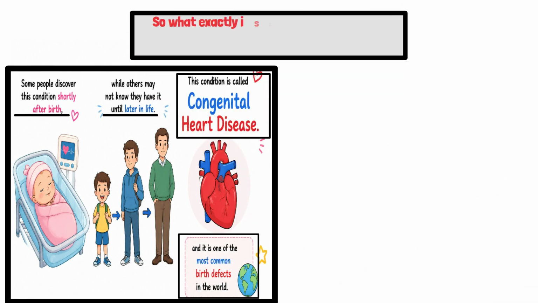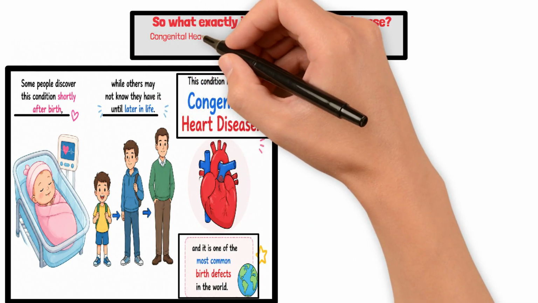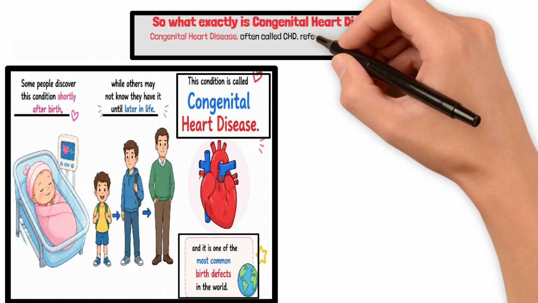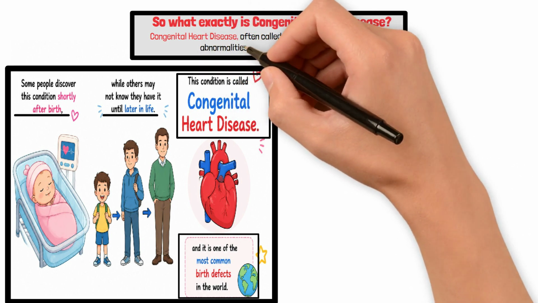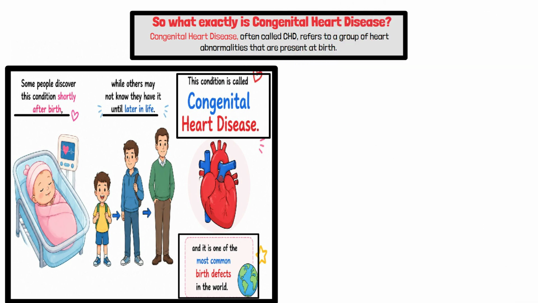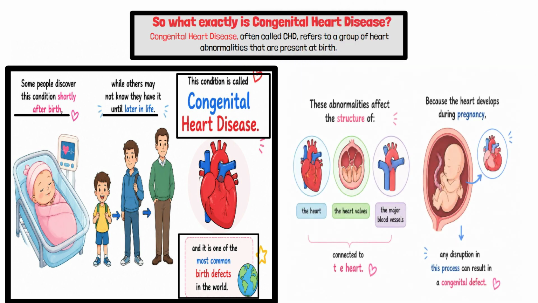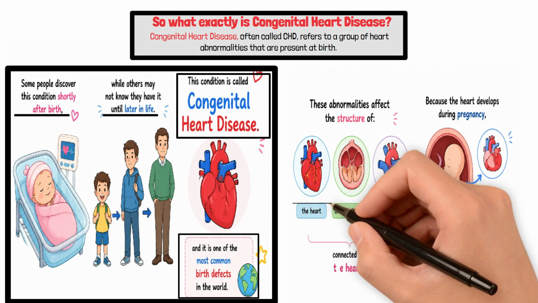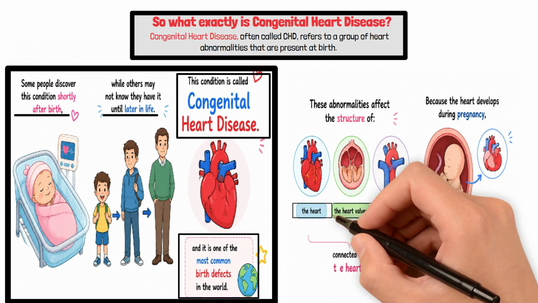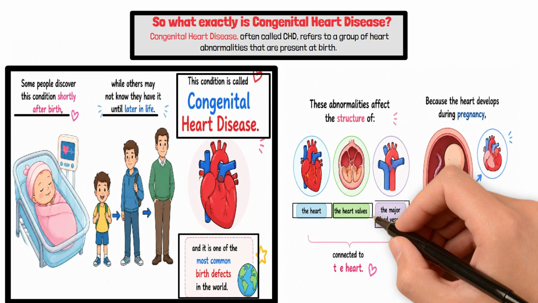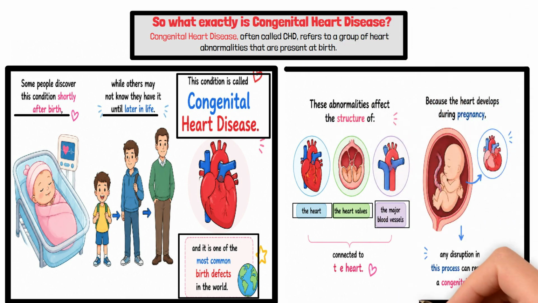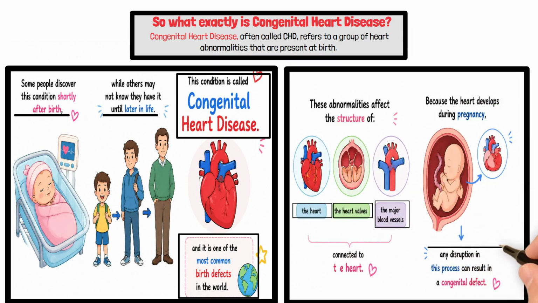So what exactly is congenital heart disease? Congenital heart disease, often called CHD, refers to a group of heart abnormalities that are present at birth. These abnormalities affect the structure of the heart valves, or the major blood vessels connected to the heart. Because the heart develops during pregnancy, any disruption in this process can result in a congenital defect.